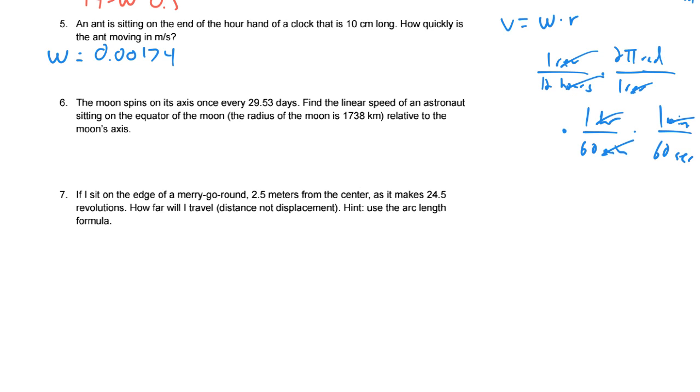Now I'm going to get my velocity. I need to do W times R. So I'll use this as my W, but for R, I need to use 0.1 meters, because we're given a length in centimeters. So I'll take that number, it's still in my calculator, multiply by 0.1, and I get a very small number, 0.000174 meters per second.